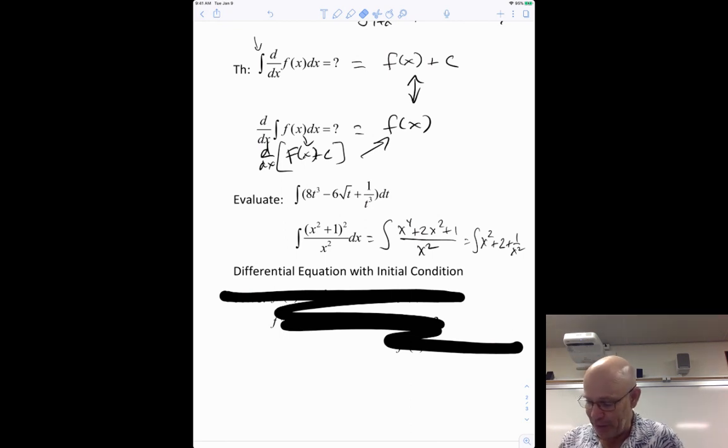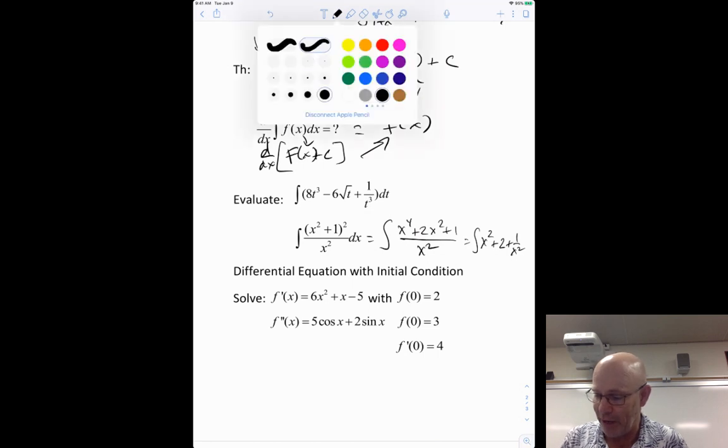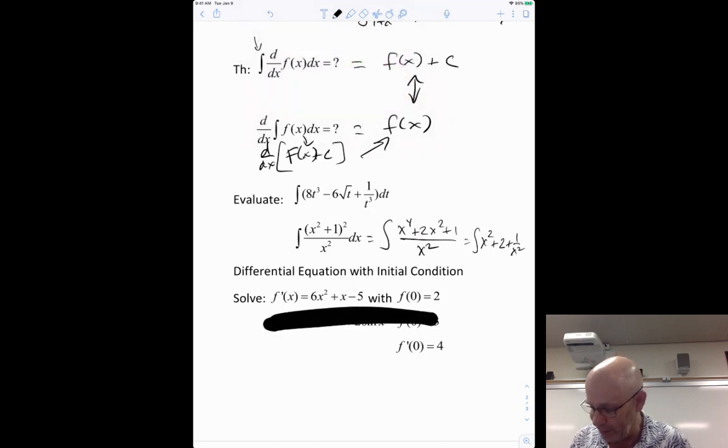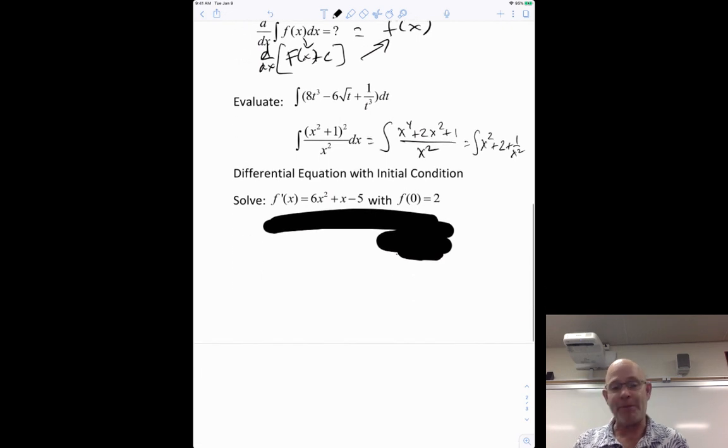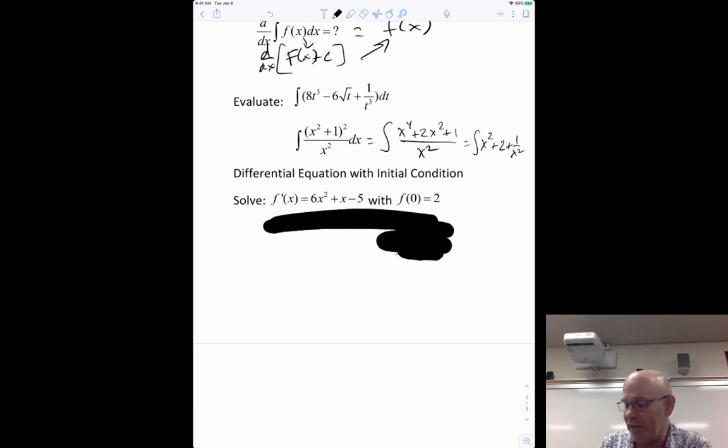So I have 2 different examples here, so I'm just going to do one of them for now. So let me get rid of this one. So here's just a little example of a differential equation. It's the most basic type. It's f prime of x equals 6x squared plus x minus 5. And then this is called an initial condition. They tell you that when x is 0, y is 2.